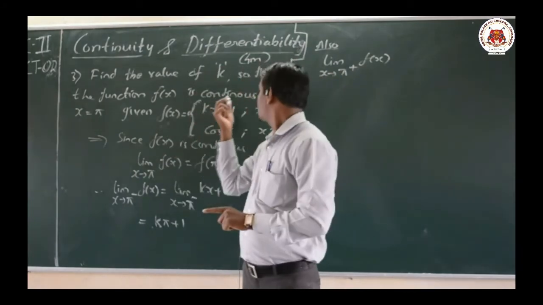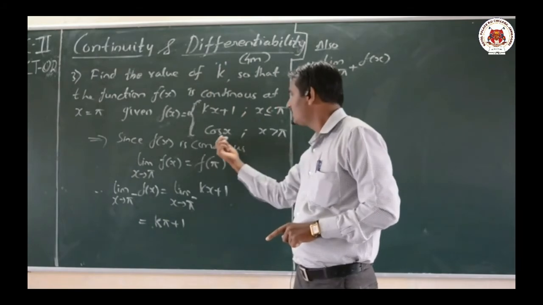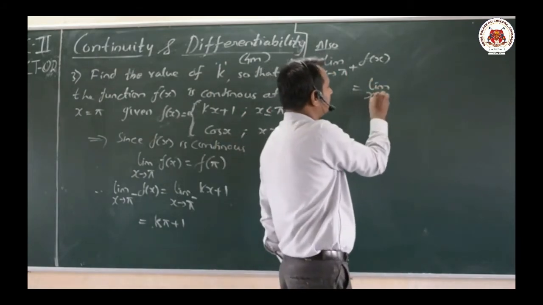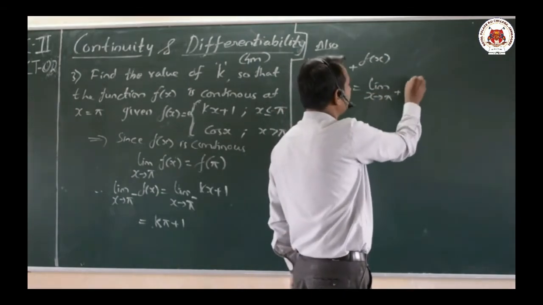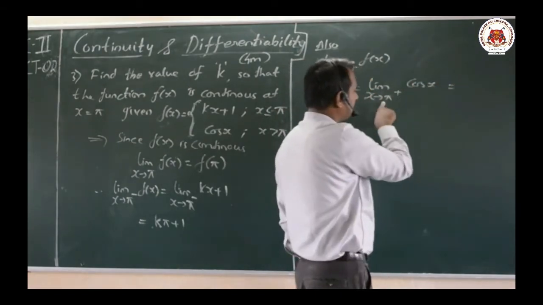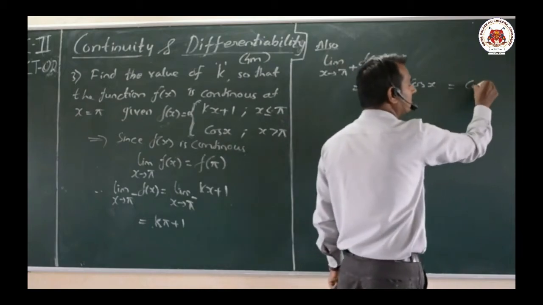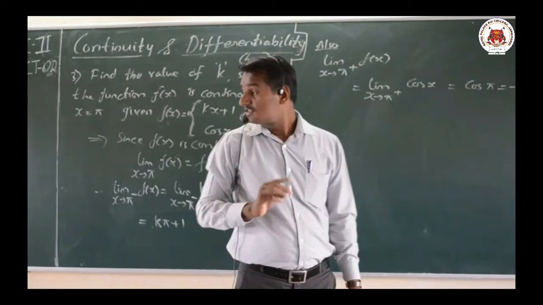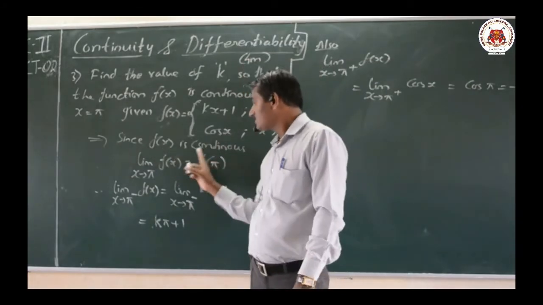For x greater than pi, what do we have? X greater than pi means it is cos x. So the limit as x tends to pi plus is cos x. Now you substitute the value pi, and cos pi will be minus 1. Since here the function is continuous, the limit exists.